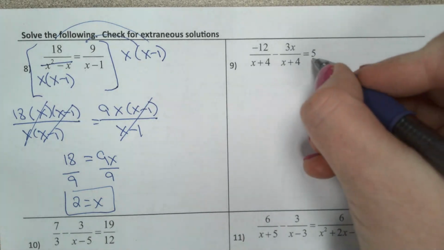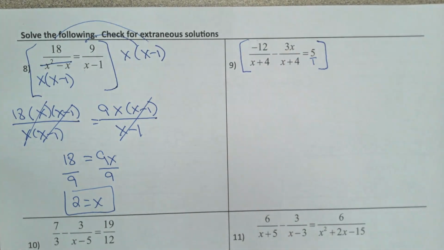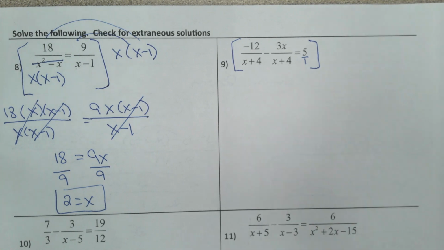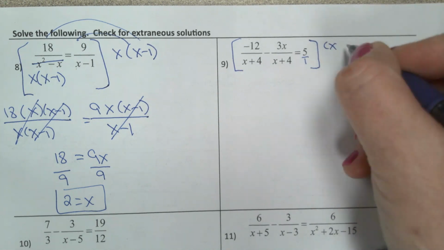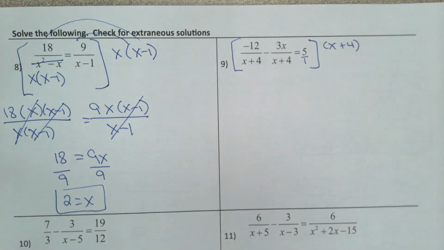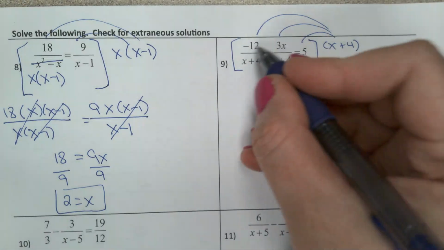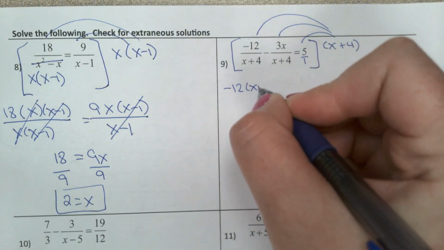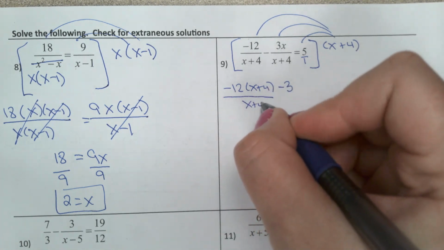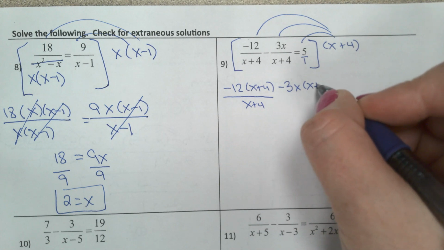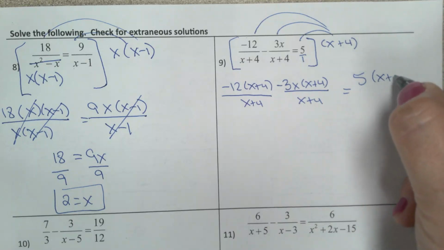All right, so the next one, that 5 is implied to be over 1. So you want to multiply by what would be the common denominator. So all you have is an x plus 4 in each of those. So I'm going to multiply every single term by x plus 4. You're going to distribute it to all 3 terms there. So in the first one, I have negative 12 times x plus 4 over x plus 4, minus 3x times x plus 4 over x plus 4 equals 5 times x plus 4.